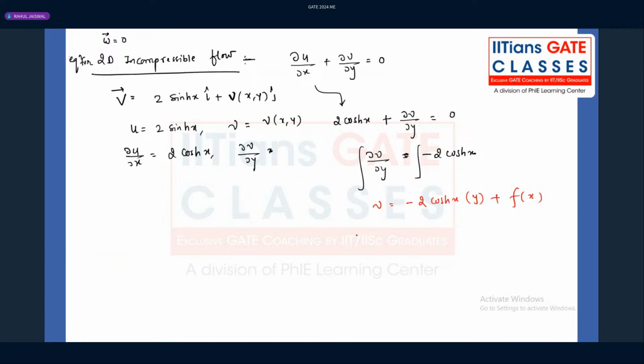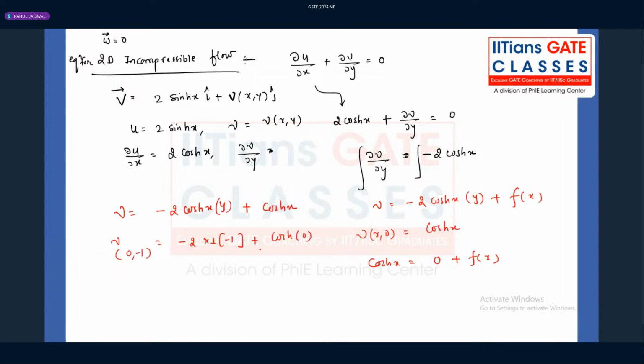In the problem they have given V of x comma 0 as cosh x. So put y equal to 0. What you can get? Cosh x. Y is equal to 0, so this term will be 0 plus f of x. So finally, what is V? Minus 2 cosh x y plus cosh x. Now we need to calculate at 0 comma minus 1. That means x will be 0, so cosh 0 is 1, y will be minus 1, so 2, plus cosh of 0, which again is 1. So 2 plus 1, which is equal to what? 3, guys. This would be the answer for the v component of velocity of a two-dimensional incompressible flow.